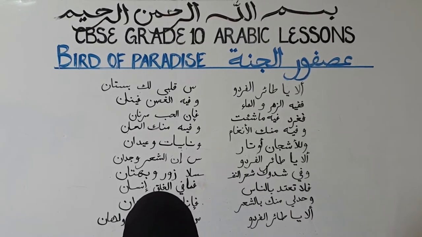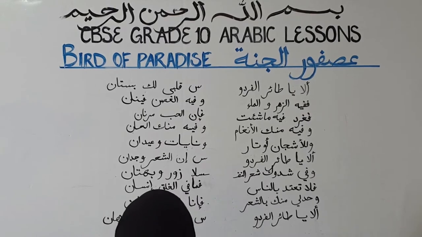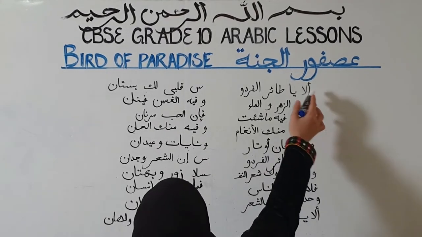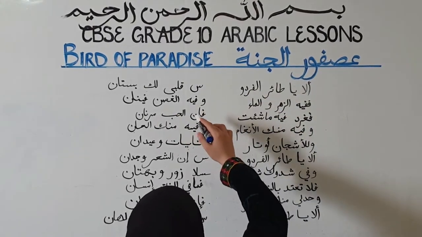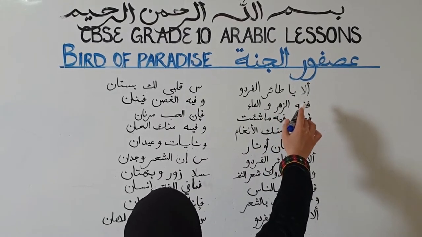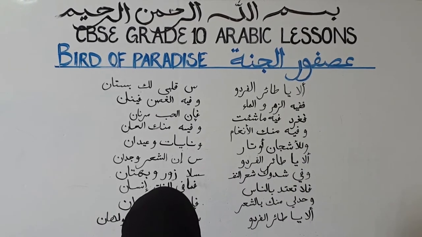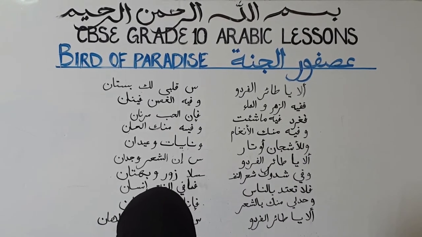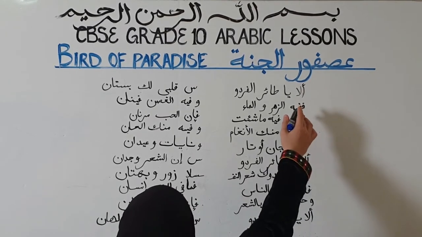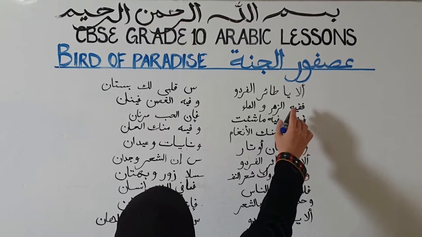In this video, I'll be explaining the fourth chapter of CBSE Arabic Grade 10, and it's actually a poem, which is عصفور الجنة, a bird of paradise. عصفور basically means a bird in Arabic, but it's also sometimes translated to sparrow, a specific bird in English. The poem is written by Abdul Rahman Shukri, and it is taken from his collection of poems.